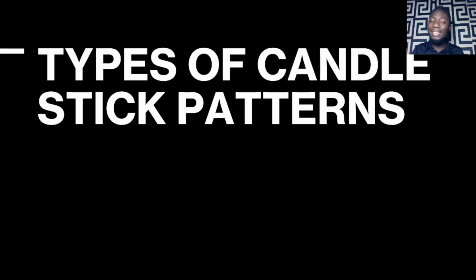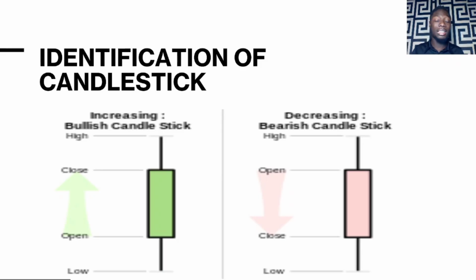I'll just give you the basic ones. We have a lot of different candlestick patterns, but I'll be giving you the basic ones which I tend to use most times on my chart. So let's do the identification of the candlestick. Look at how it looks. You have a wick, you have a body.